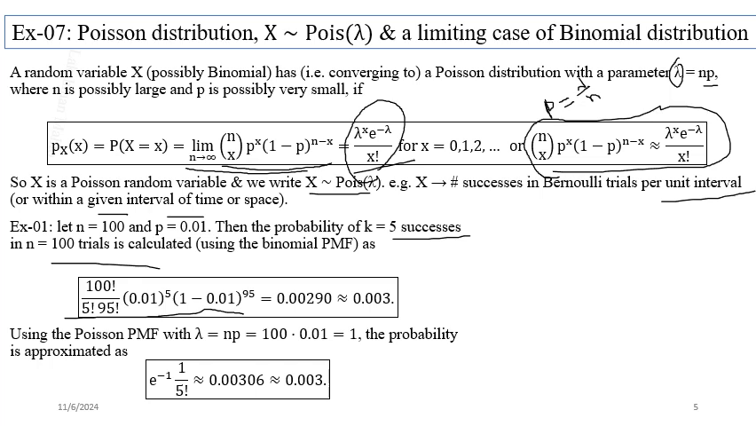So how many times have you multiplied? Factorial 100 means 1 into 2 into 3 into 4 into 5 up to 100. How many times have you multiplied? 100 times. Then you are dividing by factorial 95. Then you are taking factorial 5. How many times? 5. Then you are taking factorial 95 and 5? 100. And then you are multiplying these two.